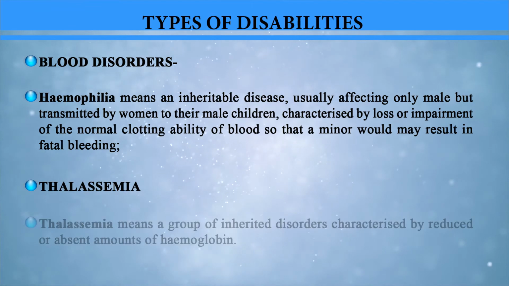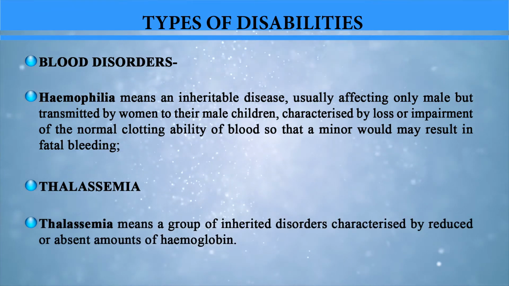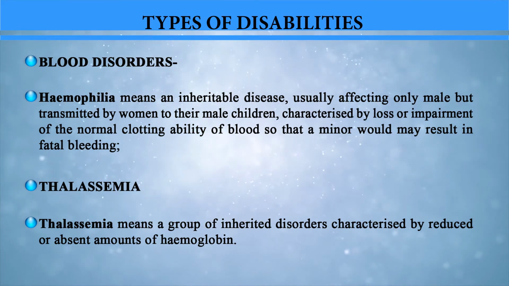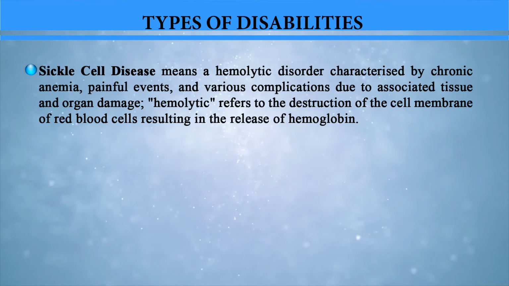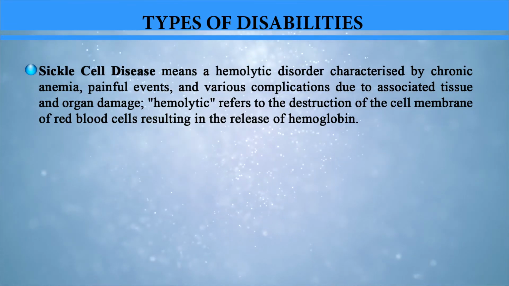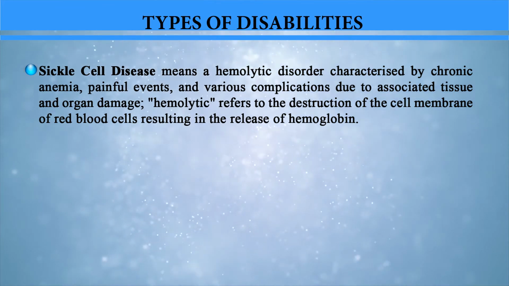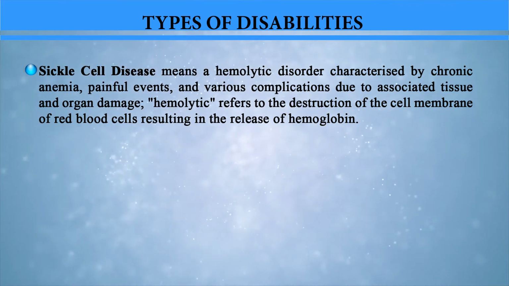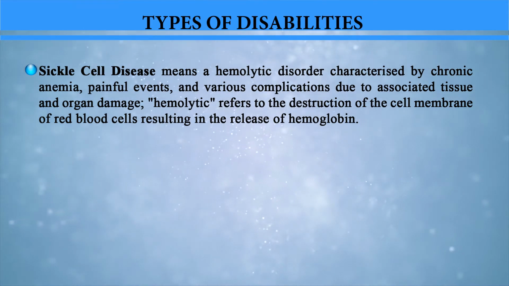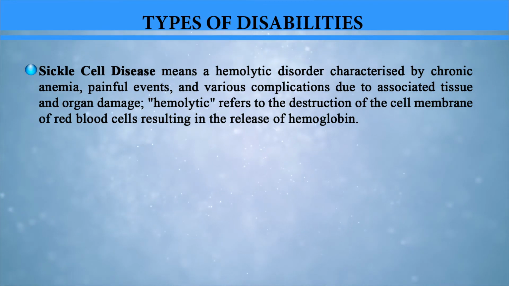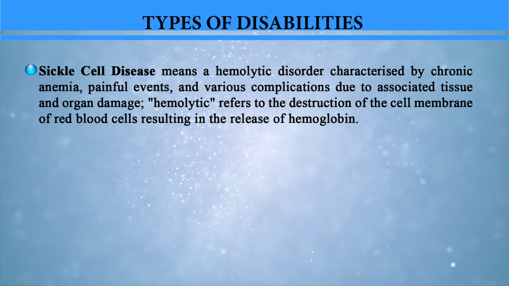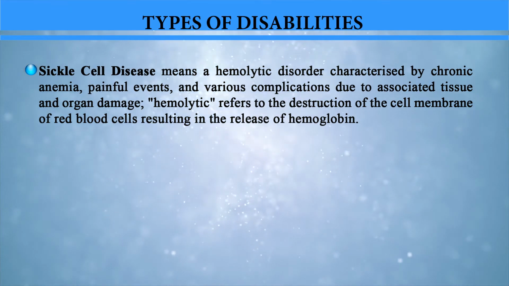Thalassemia. Thalassemia means a group of inherited disorders characterized by reduced or absent amount of hemoglobin. And then comes sickle cell disease. It means a hemolytic disorder characterized by chronic anemia, painful events and various complications due to associated tissue and organ damage. Hemolytic refers to the destruction of the cell membrane of red blood cells resulting in the release of hemoglobin.